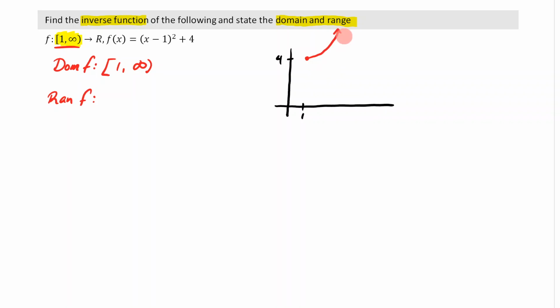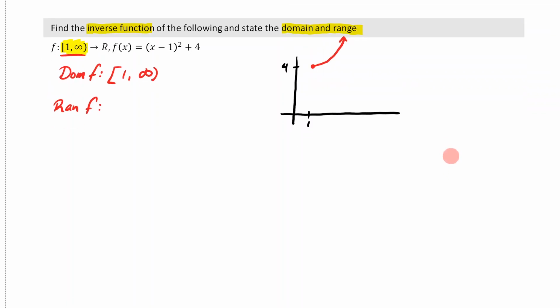Now, the reason why our domain has been restricted is because if you cast your mind back to the very beginning of this lesson, we spoke about the fact that the inverse function only exists if the original function is 1 to 1. So if we restrict the domain like this, we have a 1 to 1 function, which means the inverse function exists. So that's the rationale behind why they've restricted the domain. Now, the range of this function is just all the possible y values. So that's going to be from 4 to infinity, like that.